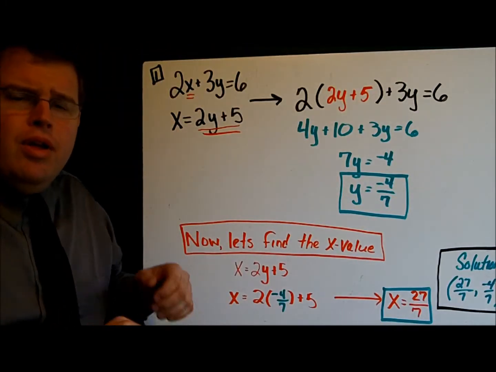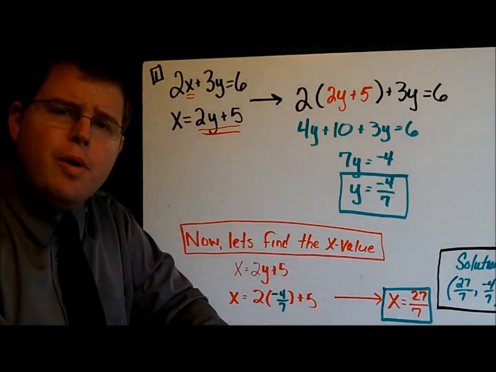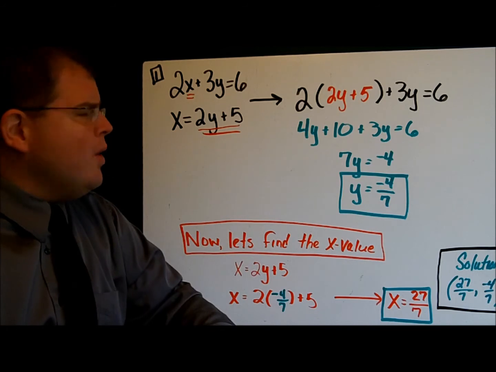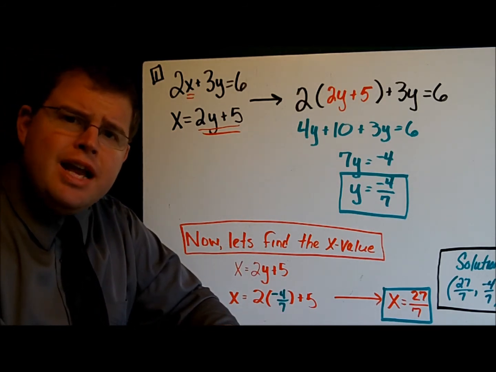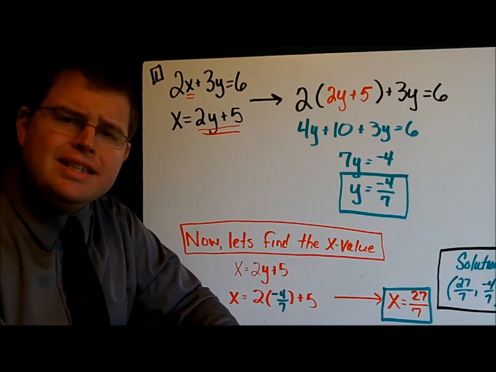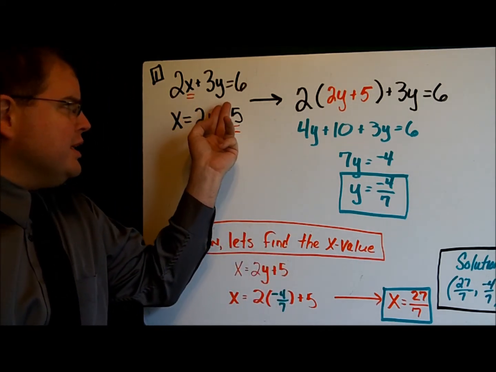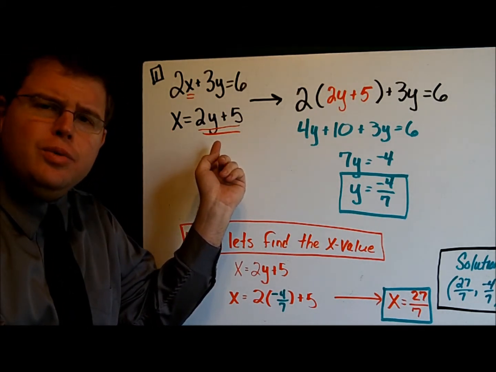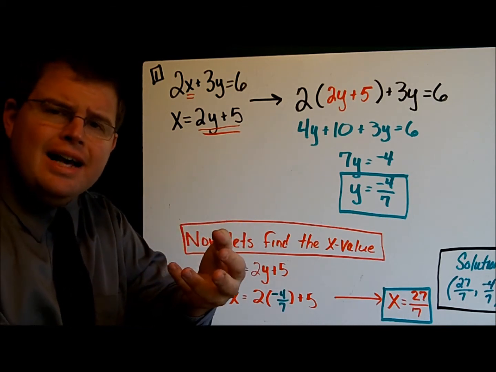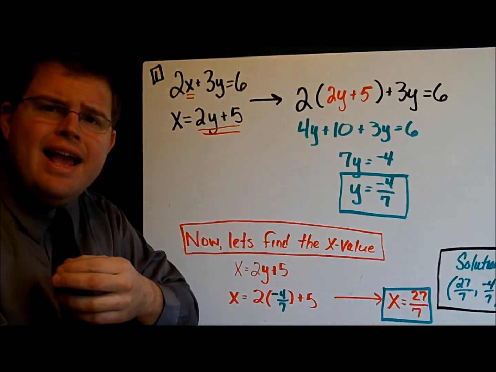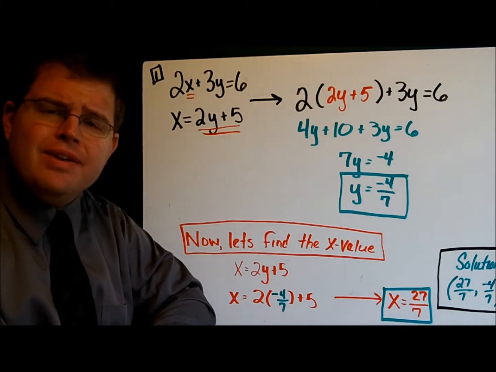In our first example, we have the equation 2x plus 3y equals 6. The second equation that we have is x equals 2y plus 5. The objective here is to eliminate one of our variables so that we have an equation that has a single variable in it. Here's how we go about that. We have 2x plus 3y equals 6. Down here we say that x is equal to 2y plus 5. Since x is equal to 2y plus 5, wherever I have an x up here, I can take that x out and put the 2y plus 5 in its place.